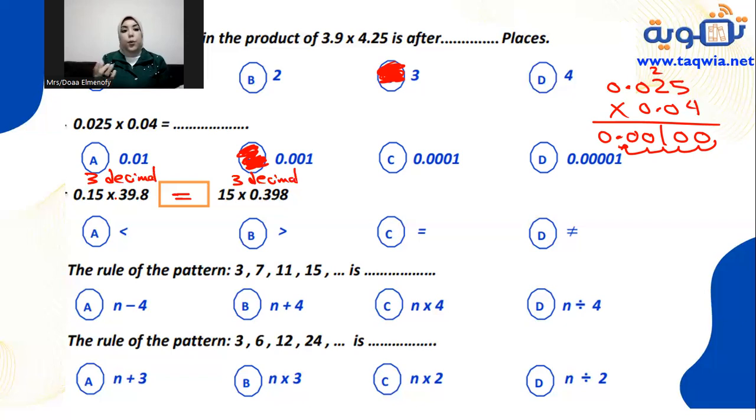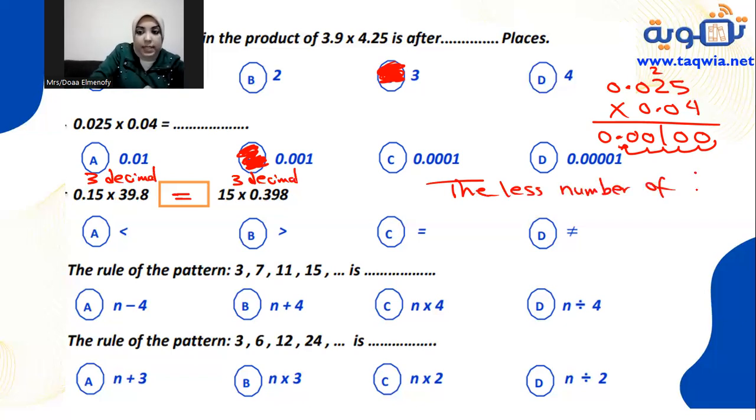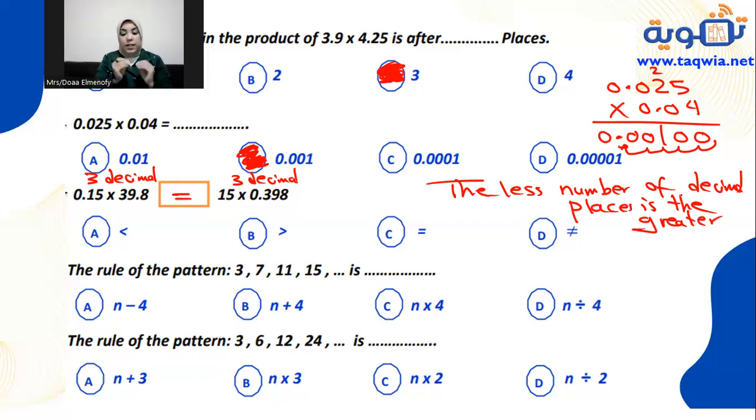But if we have different numbers of decimal places on the two sides, what do we have to do? The number with fewer decimal places is the greater one. So the less number of decimal places is the greater one.